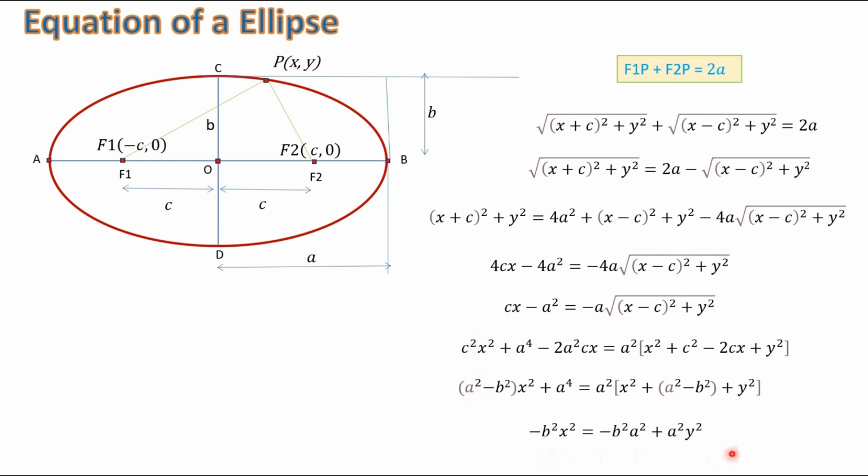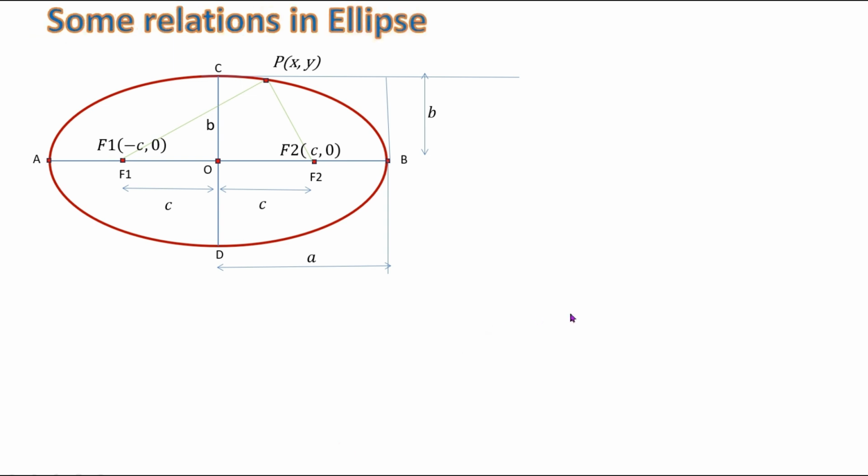Then see how it is simplified here. Further simplifying, on both sides of the equation we divide by a square and b square. Then we have the final elliptical equation: x square by a square plus y square by b square equal to 1. Now we'll see some important relations in the ellipse.